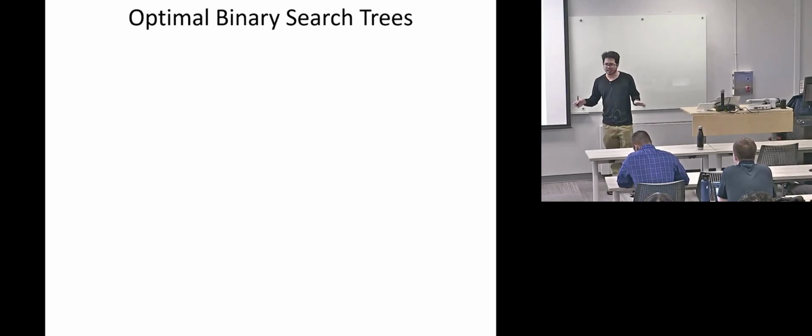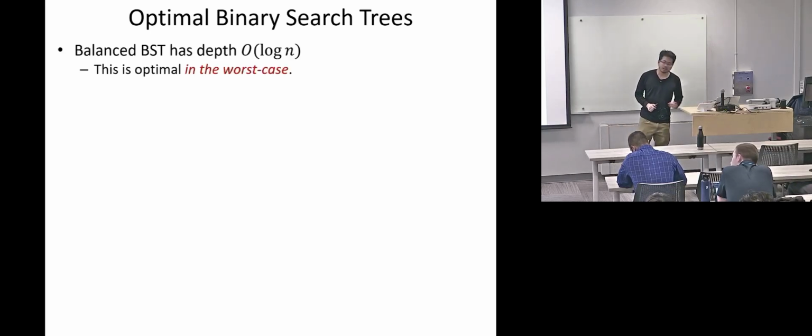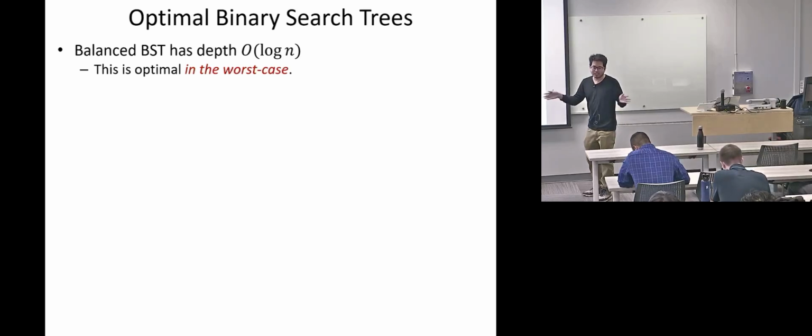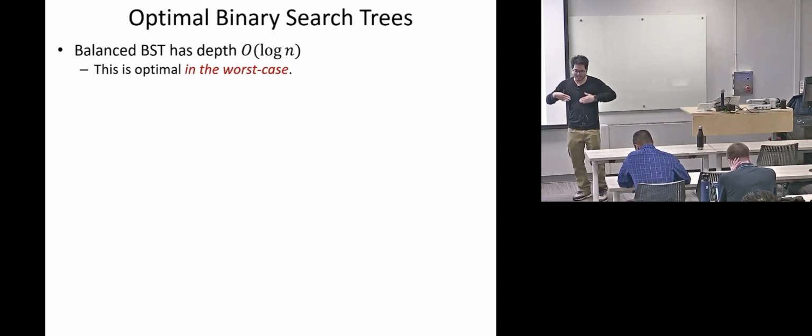We're gonna look at another example. So everyone learned about binary search tree before, I guess, right? And we learned that any binary search tree, you can make it balanced. If there are n nodes, you can make it balanced and the depth is log n. And that's optimal in the worst case, right? Because you cannot make the depth of the tree to be less than log n.